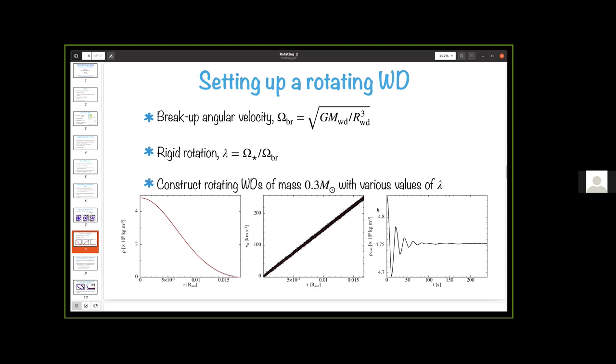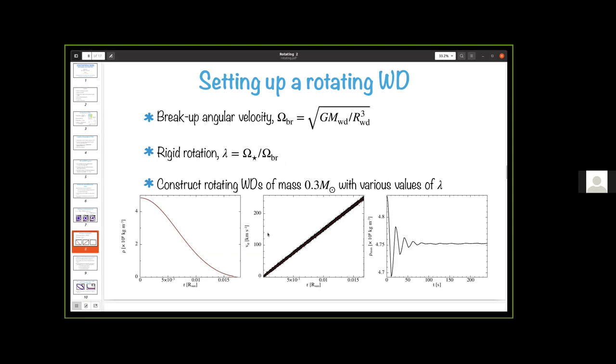And finally, once all the properties, such as the central density, the gravitational energy and the internal energy, fall within some tolerance level, we stop that evolution and obtain the relaxed rotating configurations. The maximum rotation that the stellar object can sustain is obtained by balancing the self-gravity with the centrifugal force, which results in the breakup angular velocity, omega breakup, being root of GM over R cubed. And if a stellar object rotates with some angular velocity omega star, then the breakup fraction is defined as the ratio of omega star divided by omega breakup.